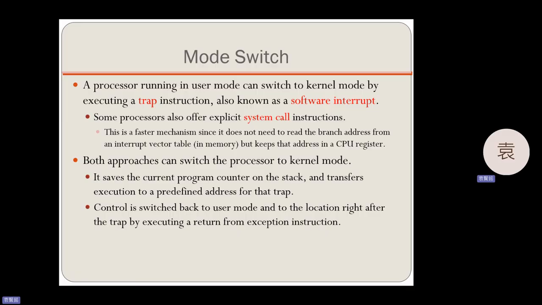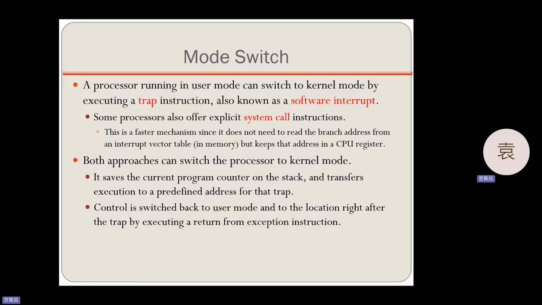So usually you have two ways. One is to use a single trap instruction, and the actual addresses are stored in the interrupt vector table. Another way is that every system call has its own dedicated instruction, so the address is stored inside the system call itself, and they go to the desired service directly. Both approaches can switch the processor to kernel mode.